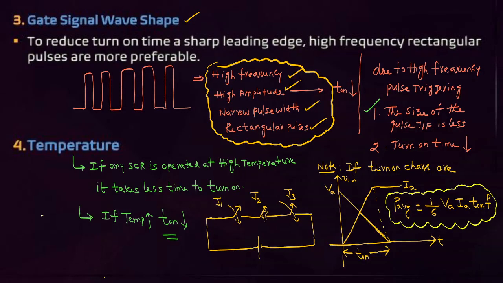Due to high frequency pulse triggering, turn on time is reduced and the size of the pulse transformer is less. Both A and B, then that is the correct answer. If both A and B is not there, your preference is the size of the pulse transformer is reduced. That is the first preference that you have to consider.